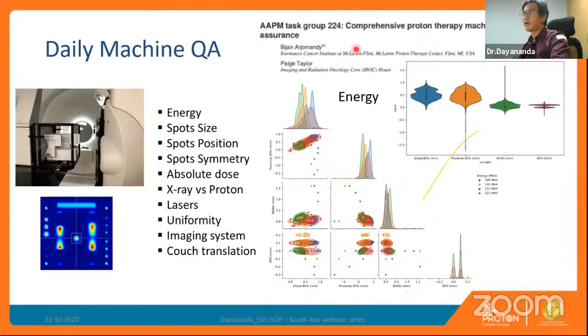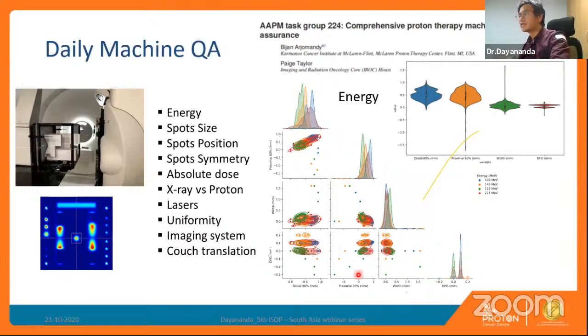Recently, a task group has come up from AAPM, and we follow the task group. When we started, there was no task group, but now we do have one. And prior to this task group, we started following this kind of quality assurance.